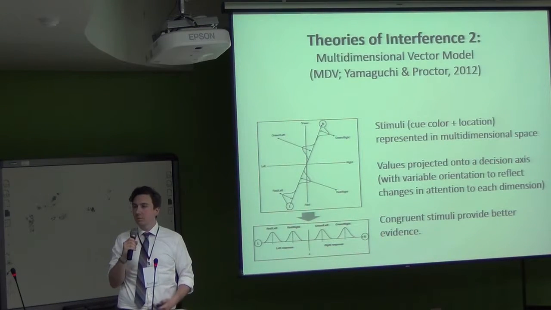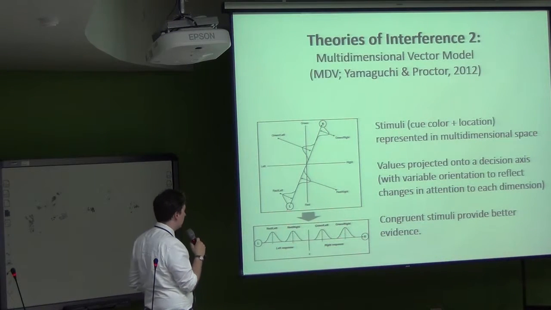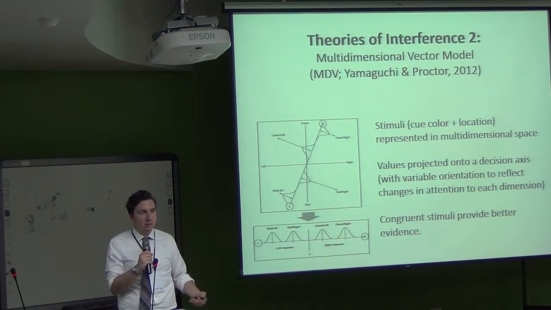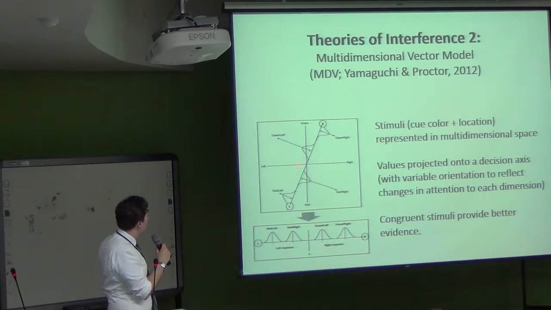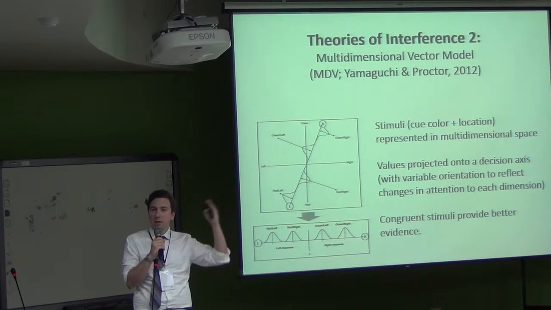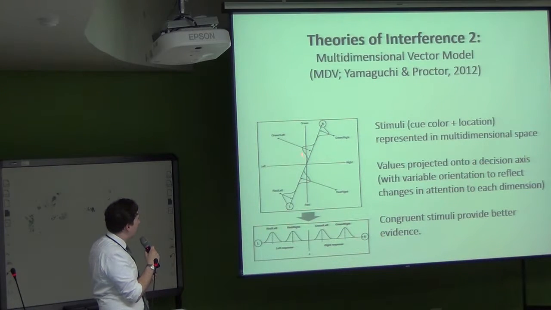So here's another model that's been designed to explain the Simon task, but you can think about how it would apply to these other tasks. In this particular model, the stimuli, such as cue, color, and location, are represented in a multi-dimensional space. So here you've got the location of the cue, and here you've got the color of the cue. These values are projected onto a decision axis, and the orientation of this decision axis moves around, representing how much attention you're giving to each of these dimensions. And because it's variable, the representation of the stimuli, so a green triangle on the left, ends up being variable.